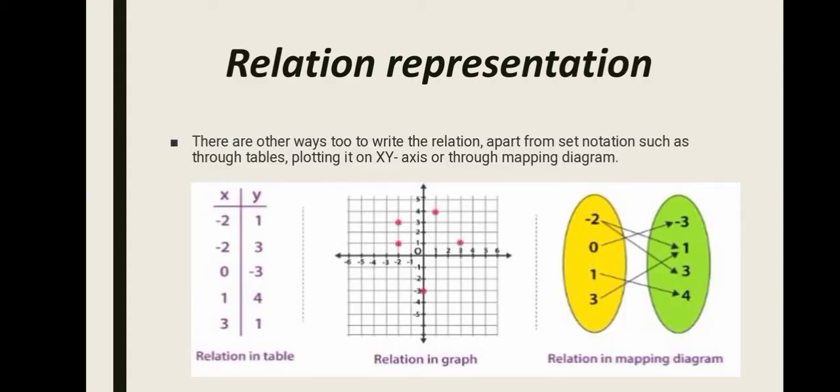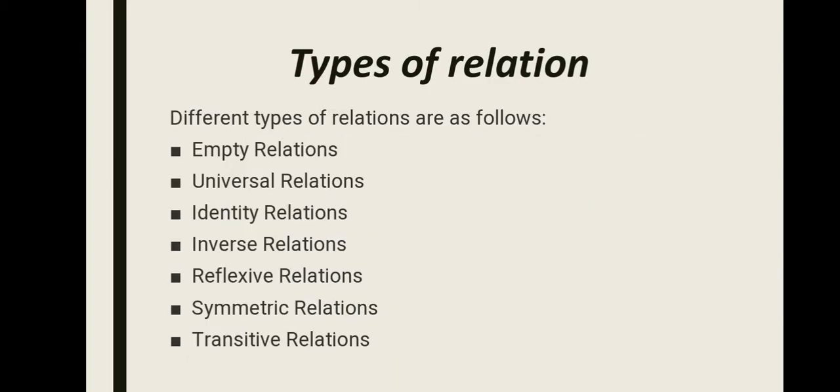Relation representation. There are other ways too to write the relation apart from set notation, such as through tables, plotting it on the xy axis, or through a mapping diagram. Types of relation. There are different types of relations: empty relations, universal relations, identity relations, inverse relations, reflexive relations, symmetric relations, and transitive relations. So let's talk about all these relations in brief.